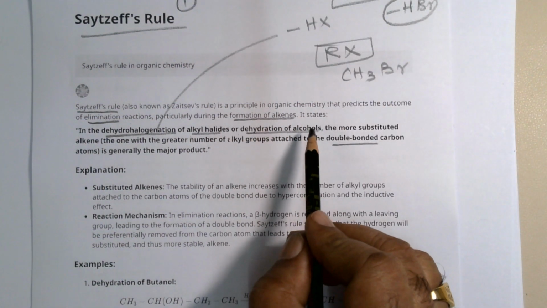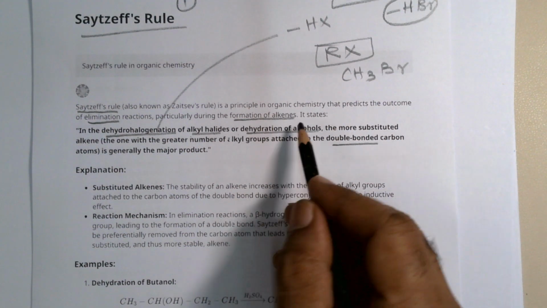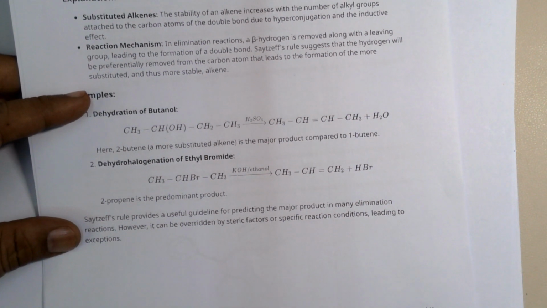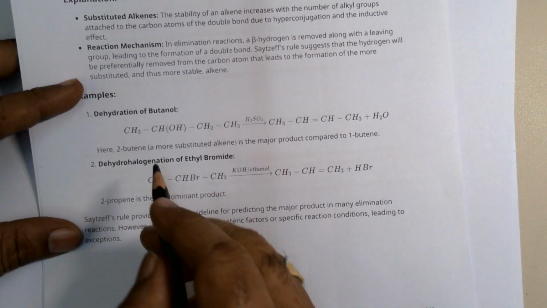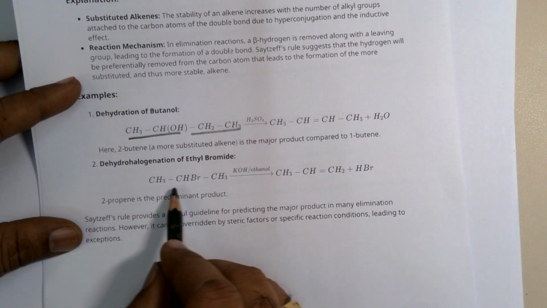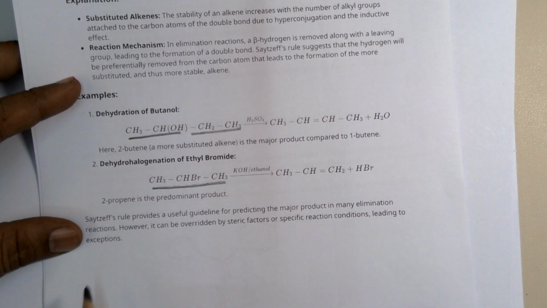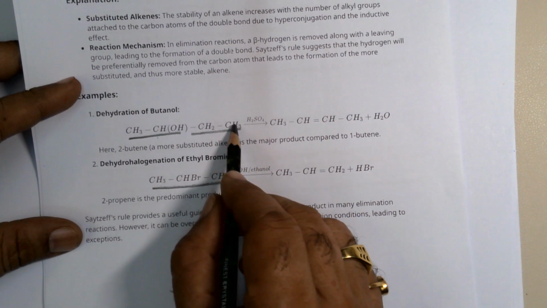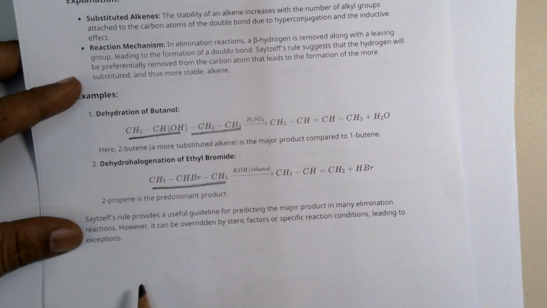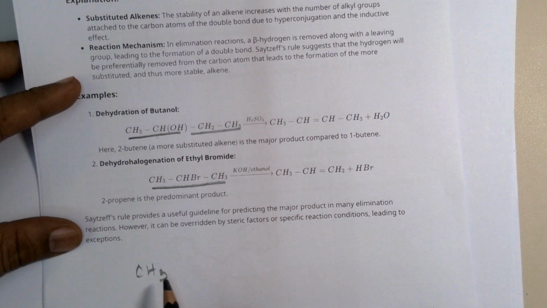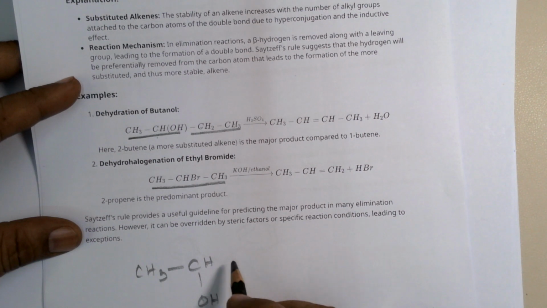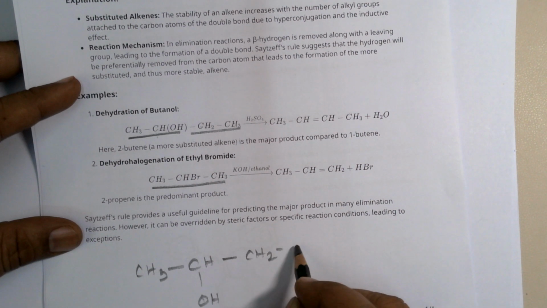Or dehydration, removal of water from alcohol. Let us consider any alcohol. So here we have two compounds. One is CH3CHOH and then CH2CH3. Another is CH3CHBrCH3. What about this? This is butyl alcohol, that is 2-butanol. Why? Because 1, 2, 3, 4. So we can write the structure like this: CH3, CHOH, and then CH2, CH3.